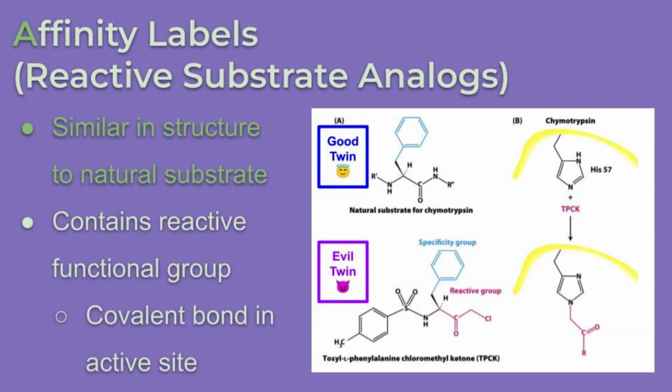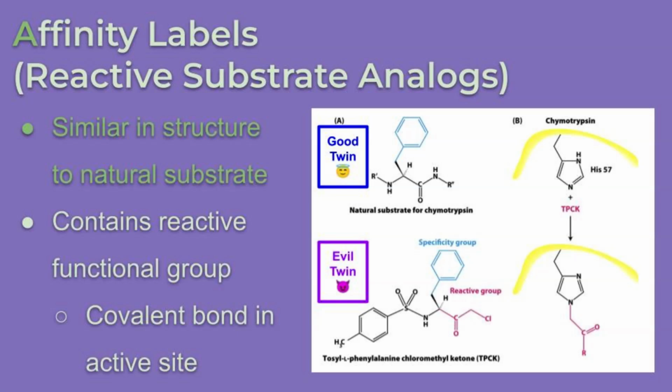And the way these work is they contain a reactive functional group. And it's this reactive functional group that's going to make a covalent bond with the amino acid residue at the active site of the enzyme. So let's check out this example. First, let's establish our enzyme. Our enzyme is chymotrypsin. That's in yellow. And chymotrypsin is a digestive enzyme found in pancreatic juices.